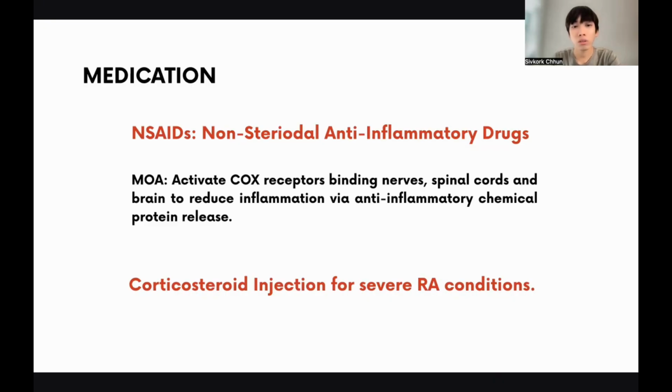And then corticosteroids also treat rheumatoid arthritis for those with severe conditions. Corticosteroids are usually administered with injections to decrease the pain and irritation, and treat severe rheumatoid arthritis by suppressing the immune system against its hyperactive response.